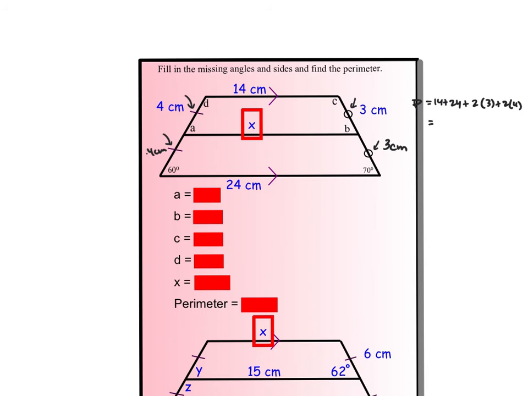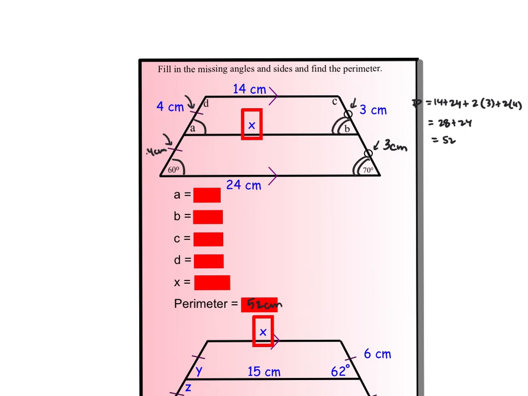So I'll get, oh boy, what would that be? 14 and 14 is 28. So 28 and 24 is 52. So I'm getting a perimeter of 52 centimeters. Okay, now let's talk about angles here. Again, the mid-segment creates base angles, in this case, that are congruent.